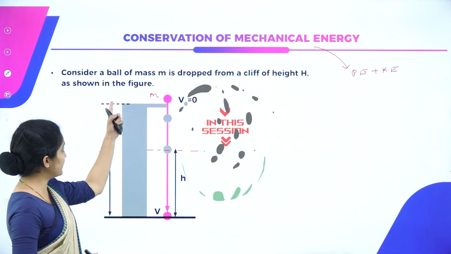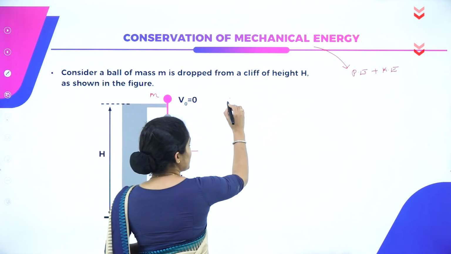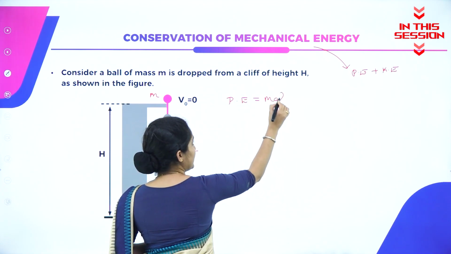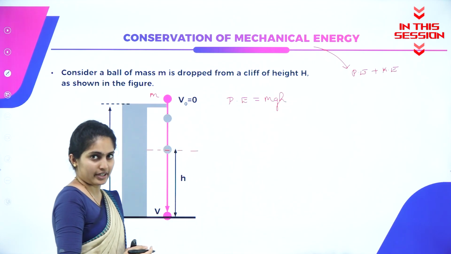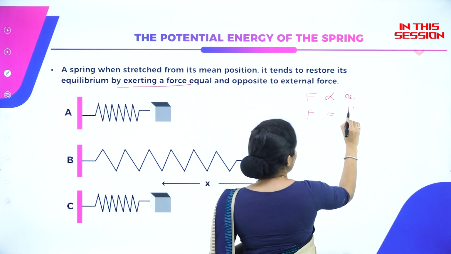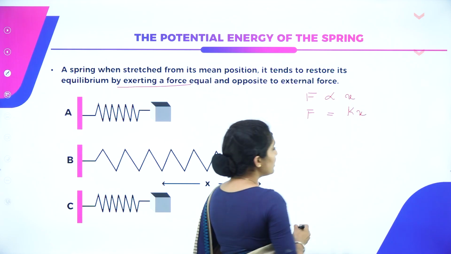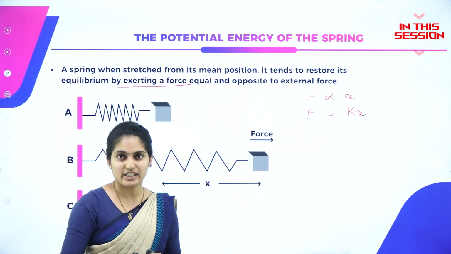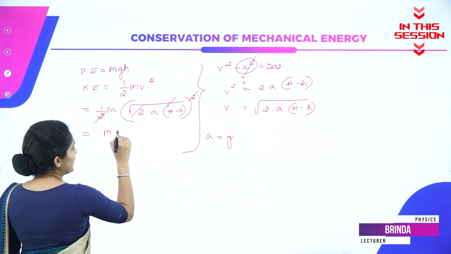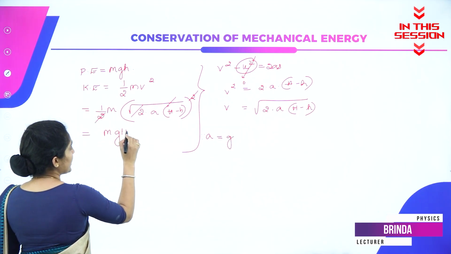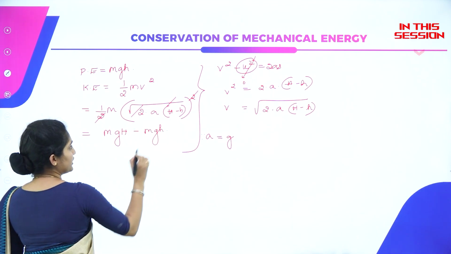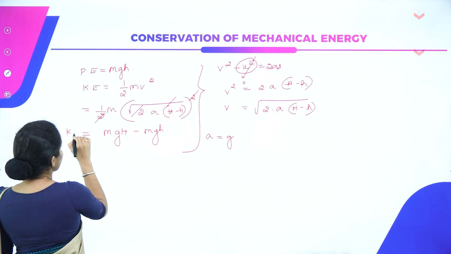At height h, your potential energy is said to be mgh, which is the formula for potential energy. When you remove this proportionality constant, we get equal to a proportionality constant with the x, that is the displacement. Since a is nothing but acceleration due to gravity, it becomes mgh minus mg small letter h. So this is your kinetic energy.